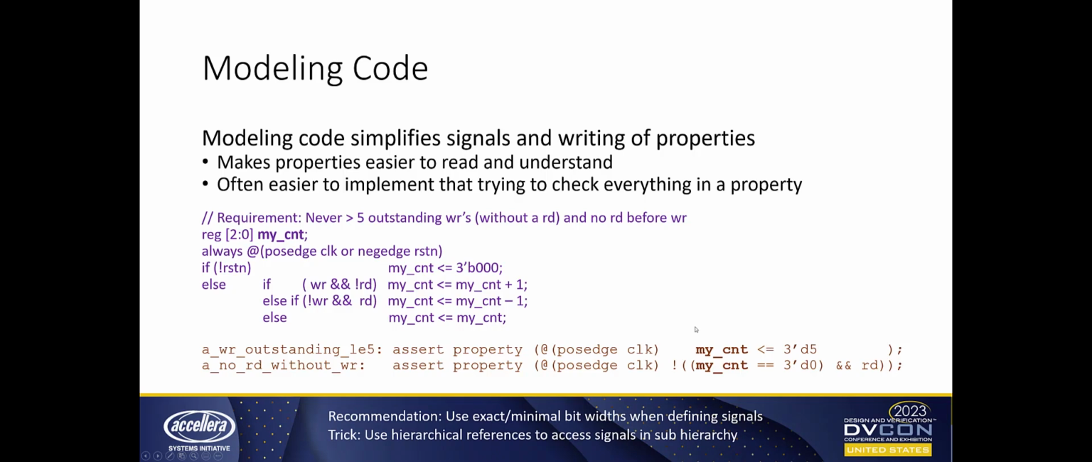When you write a property, you can describe correct behavior, or you can describe incorrect behavior, or behavior that you're not expecting. So using this not here, you're saying this condition should never happen. So both types of ways are extremely useful when writing properties. So you can see here, simple modeling code makes the writing of the property very simple.